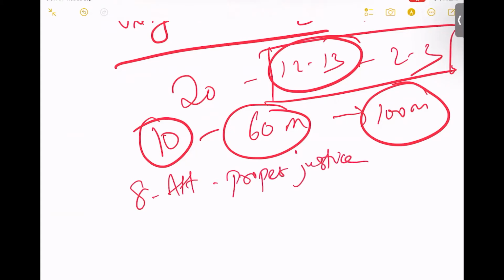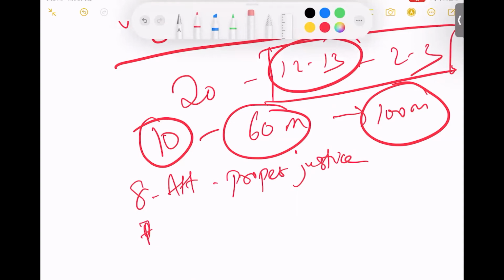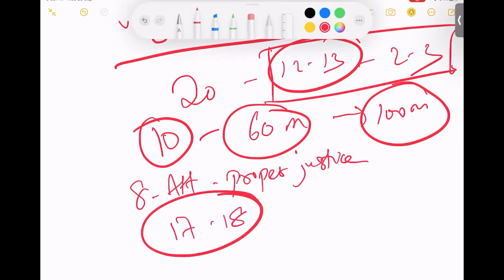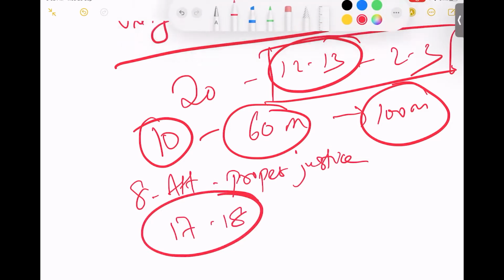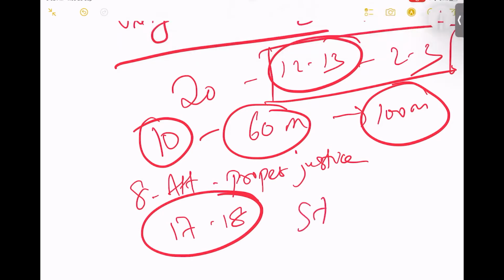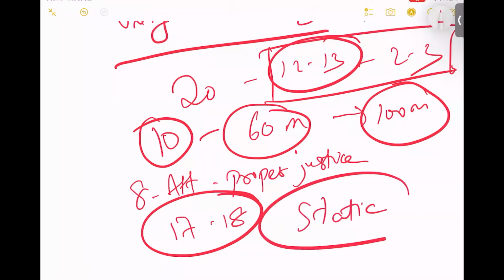If you absolutely don't know anything, then you can leave 1 or 2 questions. At least 17 to 18 questions you should always have good command over. Okay, so hence for this static content you should not leave any syllabus. That is the bottom line.